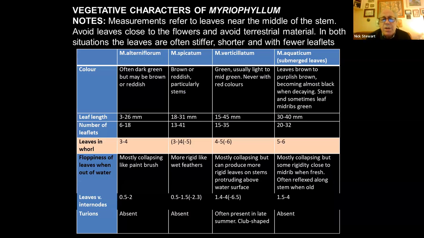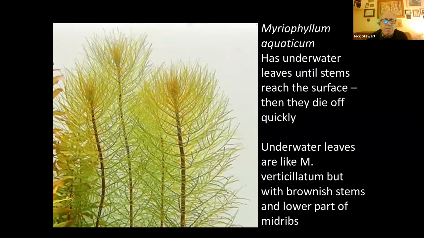As well as those emergent leaves, it will produce submerged leaves, and these are produced before it reaches the surface, and these underwater leaves disappear as soon as the plant reaches above the surface. These underwater leaves just turn black and decay, and they're quite similar to some of the native milfoils.